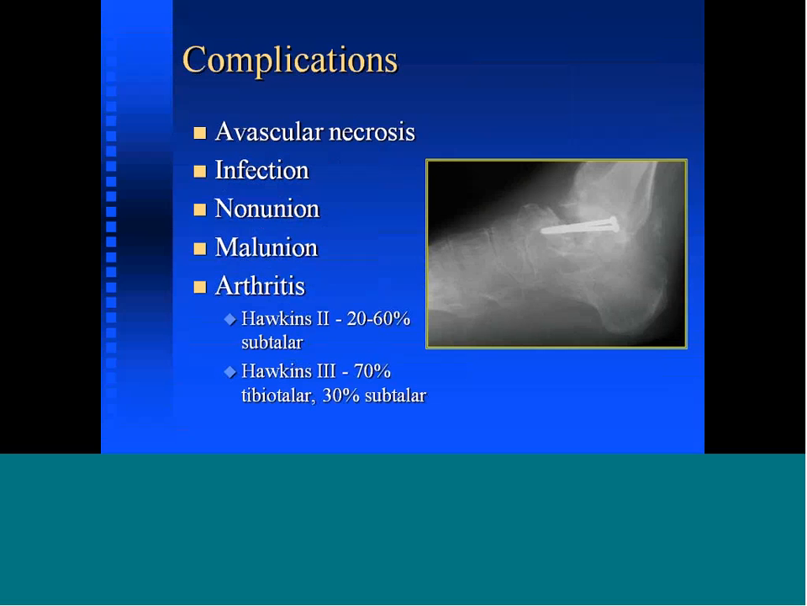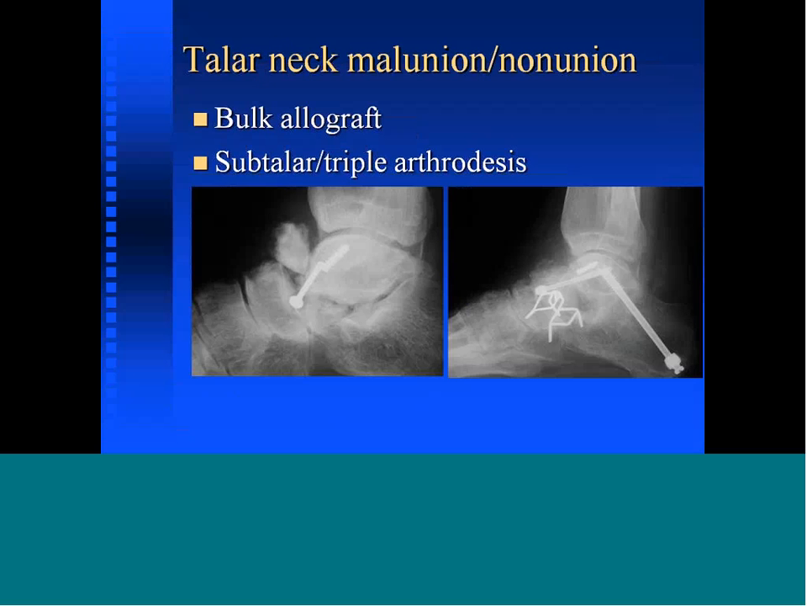And again, this is quite significant when you discuss the Hawkins 3 variety, where the risk of arthritis is 70% at the ankle joint level and 30% at the subtalar joint level. So again, a significant problem that we face with these difficult talar neck fractures, and one that your patient needs to understand as you initiate the treatment and rehabilitation course following their particular injury.